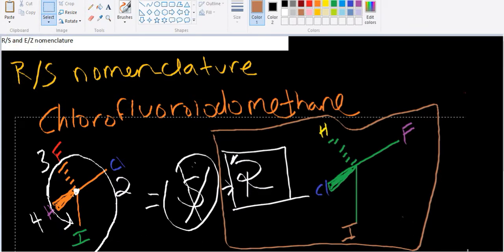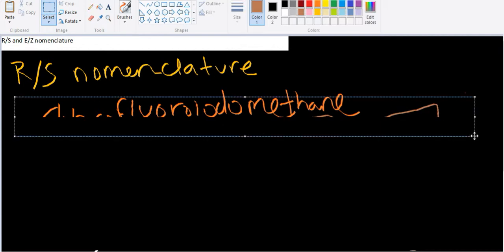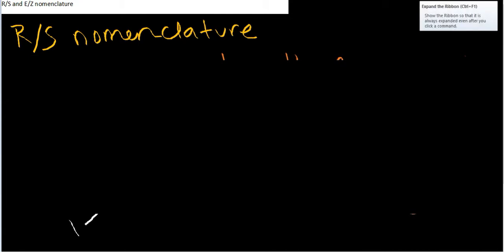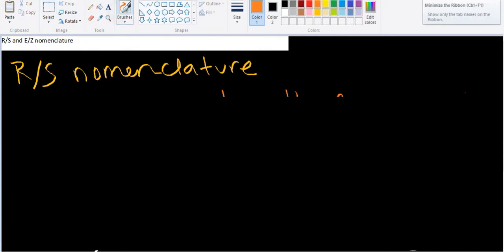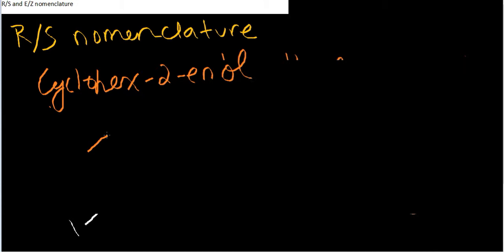So go over that really quick, and then we'll go over easy nomenclature, which I think is a little bit easier. Alright, so I'm going to draw the compound cyclohex-2-enol. I'm going to draw that right here. And we have my OH group, and we have our hydrogen.